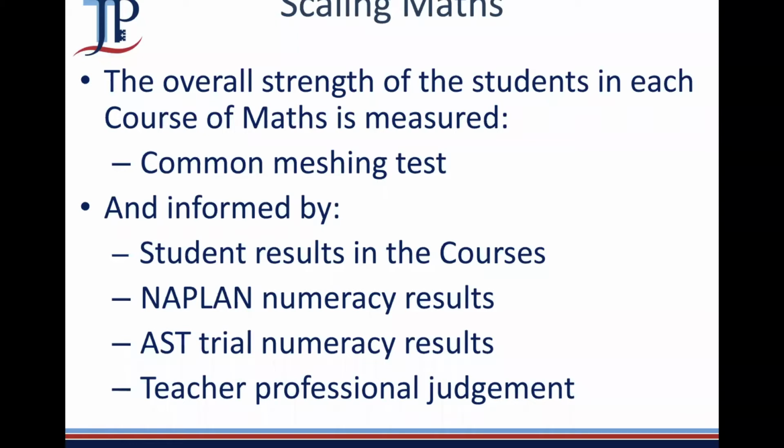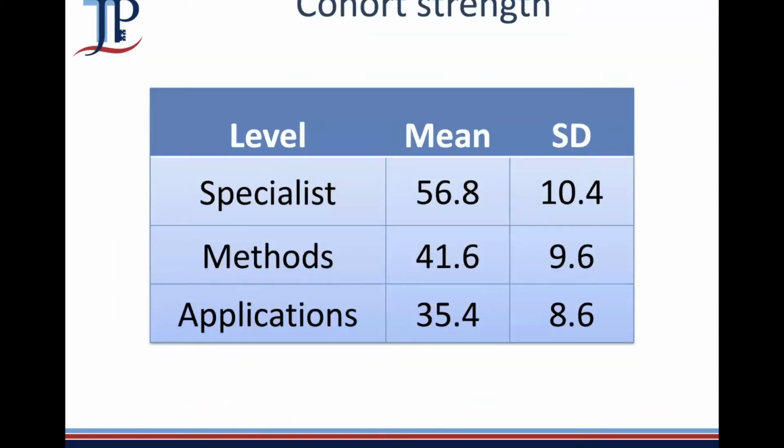So this is an example of what might have been achieved on that original meshing test that you did. We calculate the mean and the standard deviation of your results in each of those tests. It was the same test that everyone did. And if everyone's picked the right levels of maths, it's not surprising or unexpected that specialist maths students would achieve a higher score than students in methods.